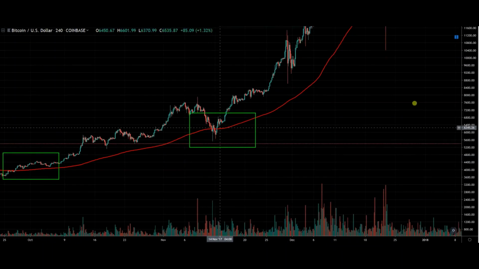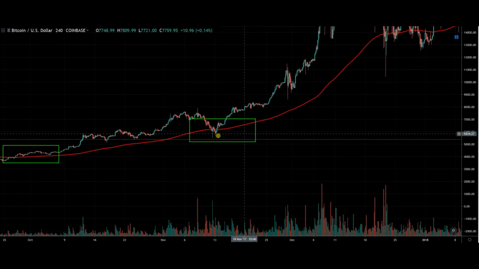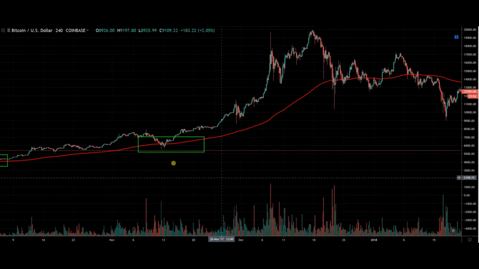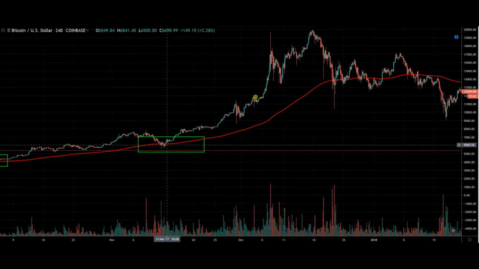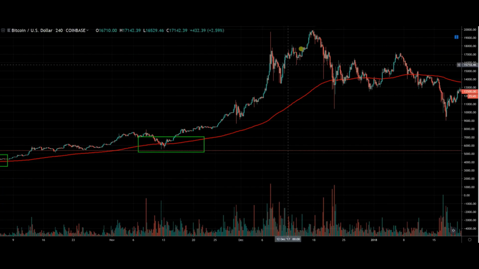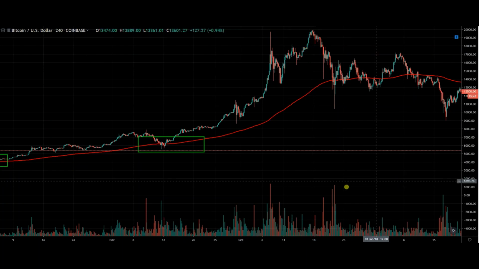This was the first true touch. You can see here at 7,000, oh, what's that? 6,000. You can see this was the first true touch, so that's a buy, and it went higher. So it went to 20,000, so you made 300% on your money again.